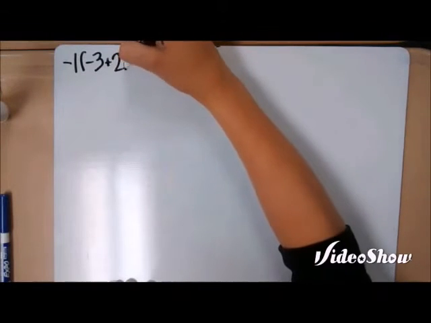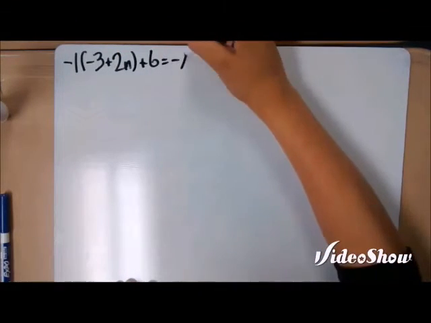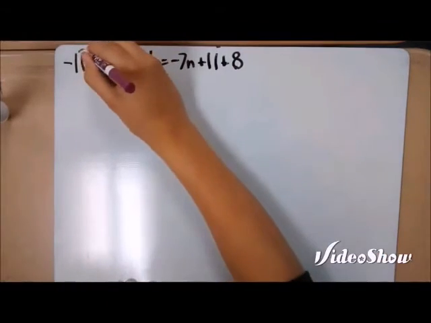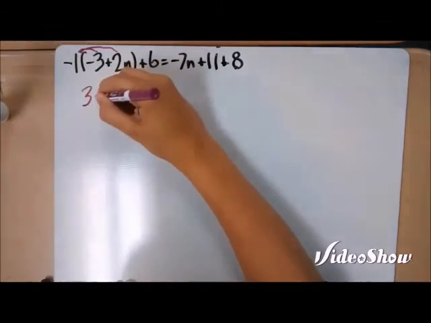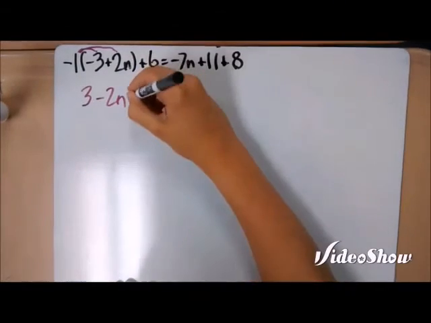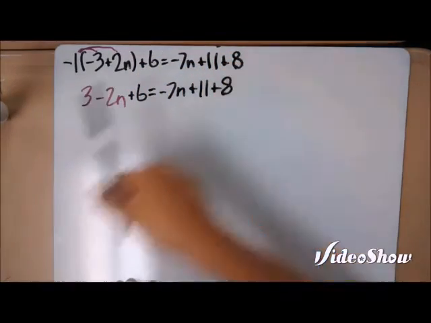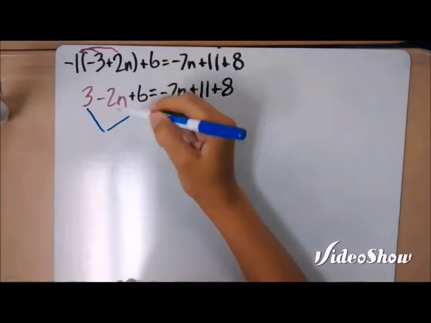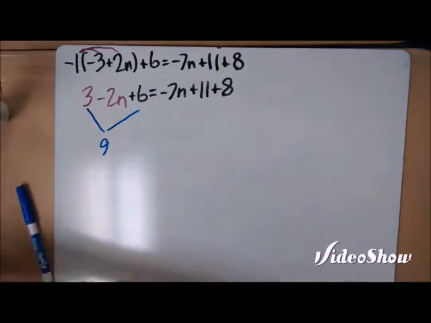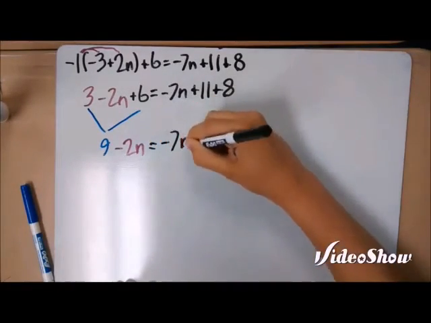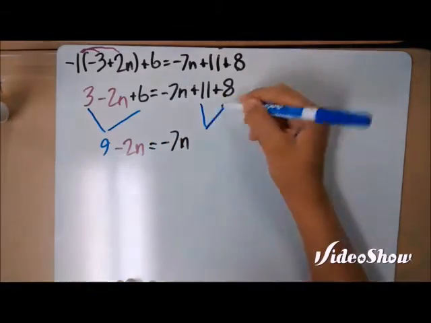Fourth problem is negative 1 parentheses negative 3 plus 2n parentheses plus 6 equals negative 7n plus 11 plus 8. First we distribute the negative 1, which leaves us with 3 minus 2n plus 6 equals negative 7n plus 11 plus 8. Then we combine like terms on both sides, which leaves us with 9 minus 2n equals negative 7n plus 19.